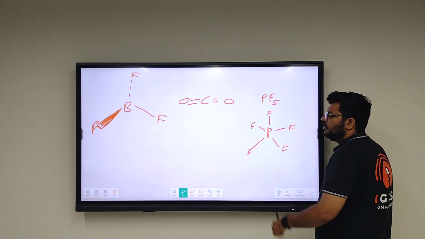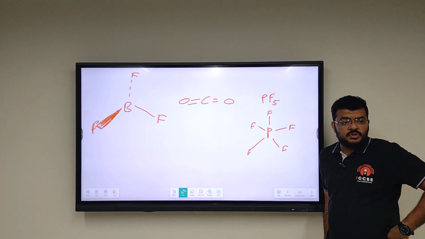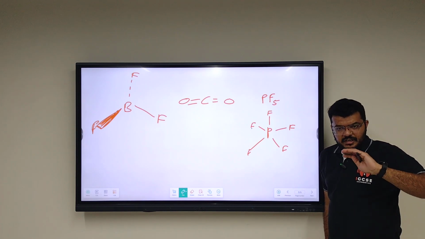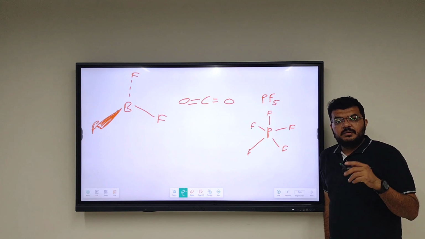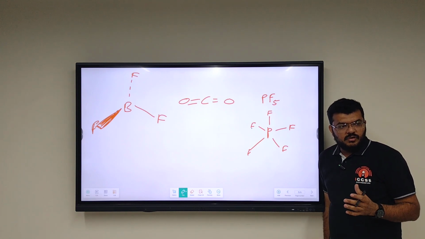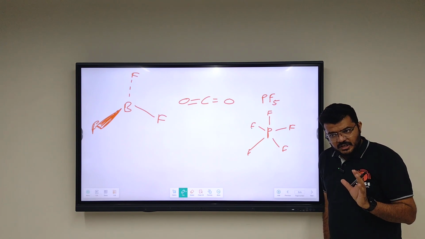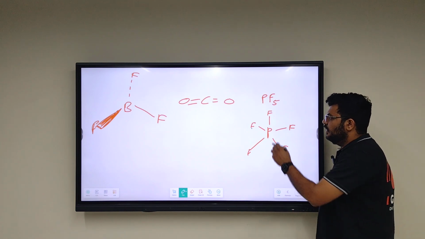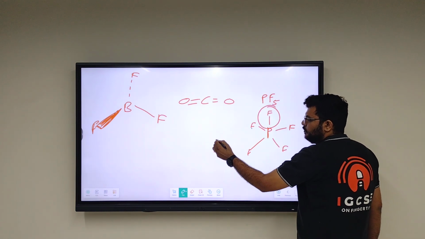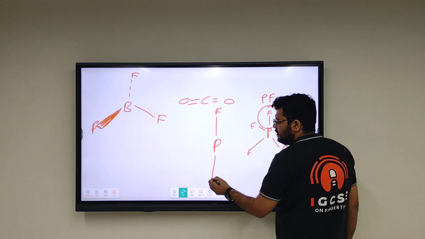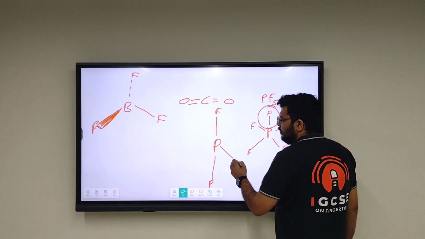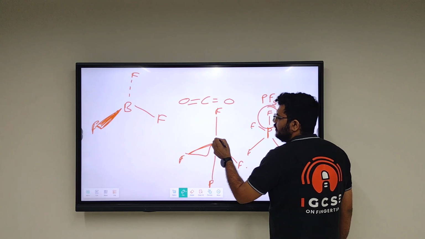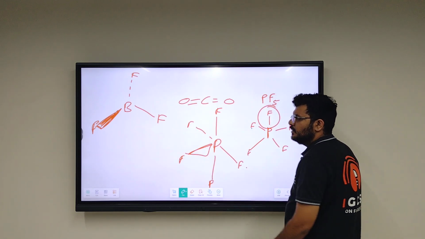Trigonal bipyramidal, because phosphorus does not have any lone pairs. The repulsions are equal, all the pairs are bonded pairs. Because the repulsions are equal, one P-F over here, another over here, one over here, let's say one more over here, and one each.